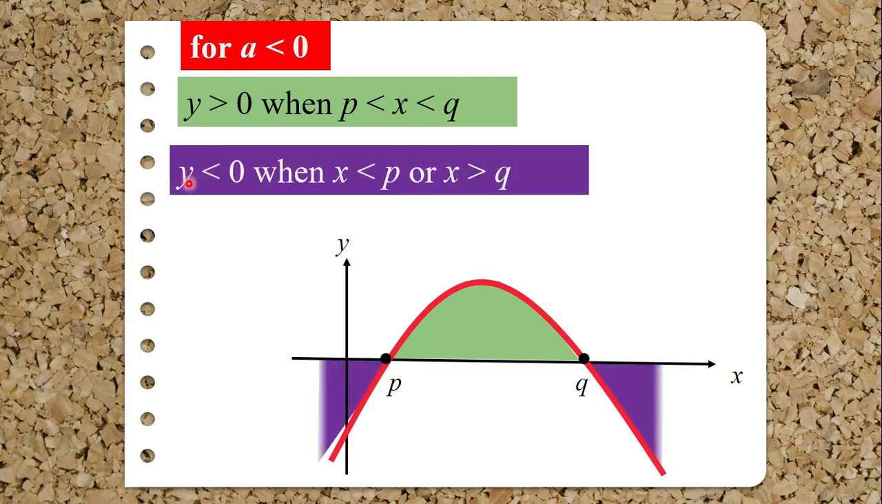When the question asks you to find y less than 0, the position on the graph is on the left and on the right side. Okay, under the axis, so x is less than P or x is more than Q.